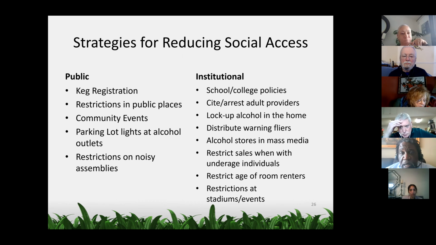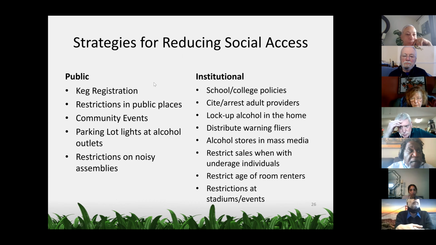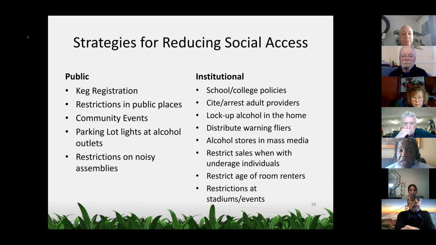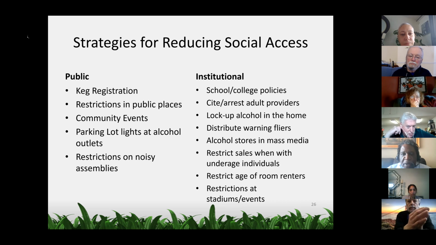One of the things under this is strategy for reducing social access. It can be in both a framework of public and institutional, from keg registrations to restrictions in public places to community events. Those are some awesome strategies for access and availability. On the institutional side, maybe there are school and college educational policies in place. There are issues where if you do something illegal, maybe we need to arrest you for having access to where you don't belong. Maybe you lock up alcohol in your homes. Maybe you distribute warning flyers. Maybe you restrict sales when underage drinking is occurring.